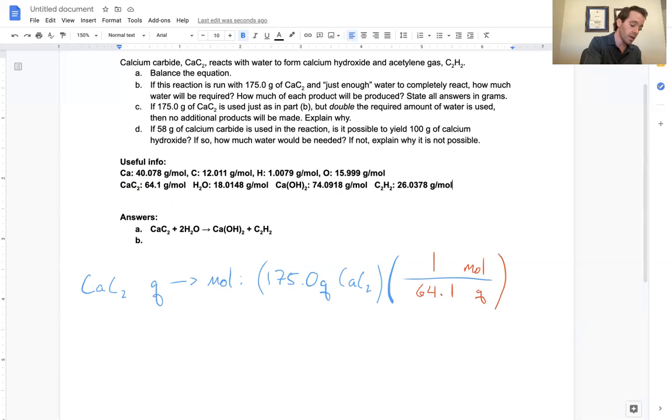64.1 grams is the same as 1 mole. Why can I multiply by this? It's because as long as I'm in calcium carbide land, then 1 mole is the exact same thing as 64.1 grams. And so this fraction right here is equal to 1.